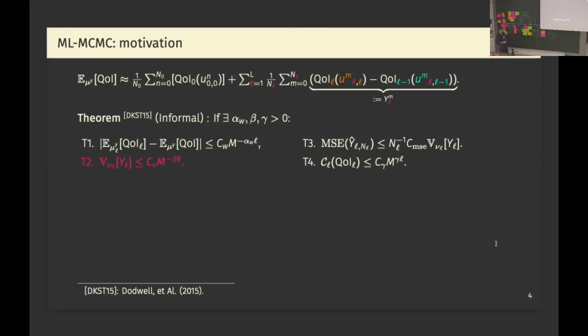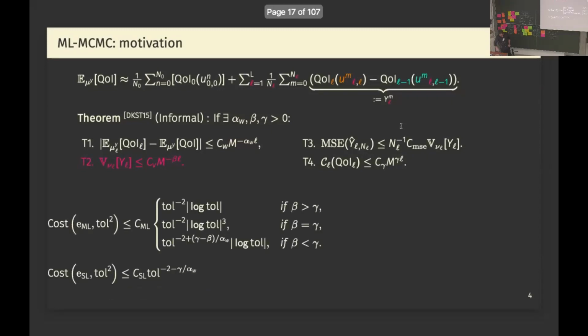Tim and Rob and co-workers, which basically states that if one has this sort of convergence of the means, if one has this sort of decay on the variances of this difference Y_L, if the mean square error of an estimator of this guy can be bounded in terms of this variance, and if the cost associated with sampling a quantity of interest at level L increases as we go deeper on the levels, then it was shown by Rob and collaborators that the cost associated with having a multi-level MCMC estimator with a mean square error smaller than tolerance squared grows in this form, which is quite similar to the, let's say, canonical complexity theorem on multi-level Monte Carlo with this additional log term here.